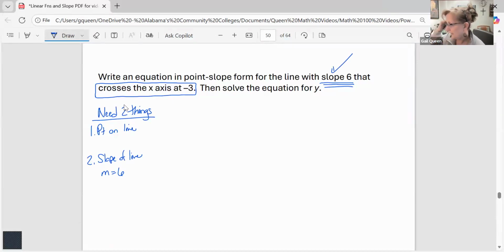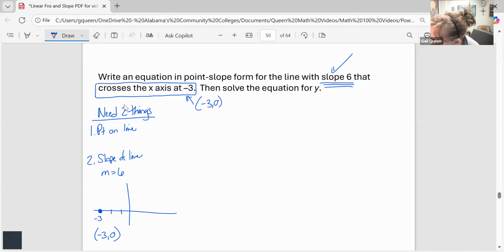Okay, now it says it crosses the x-axis at negative 3. So let's just think about what they're saying. If my line crosses the x-axis at negative 3, now I don't know if it's an uphill line or a downhill line, but it crosses the x-axis right here. What are the coordinates of that point? The x-coordinate is negative 3, the y-coordinate is 0. What they're really telling you here is an ordered pair. Okay, so you just have to think about it for a minute. They're giving you the point on your line. Do you understand? Okay, I hope so.